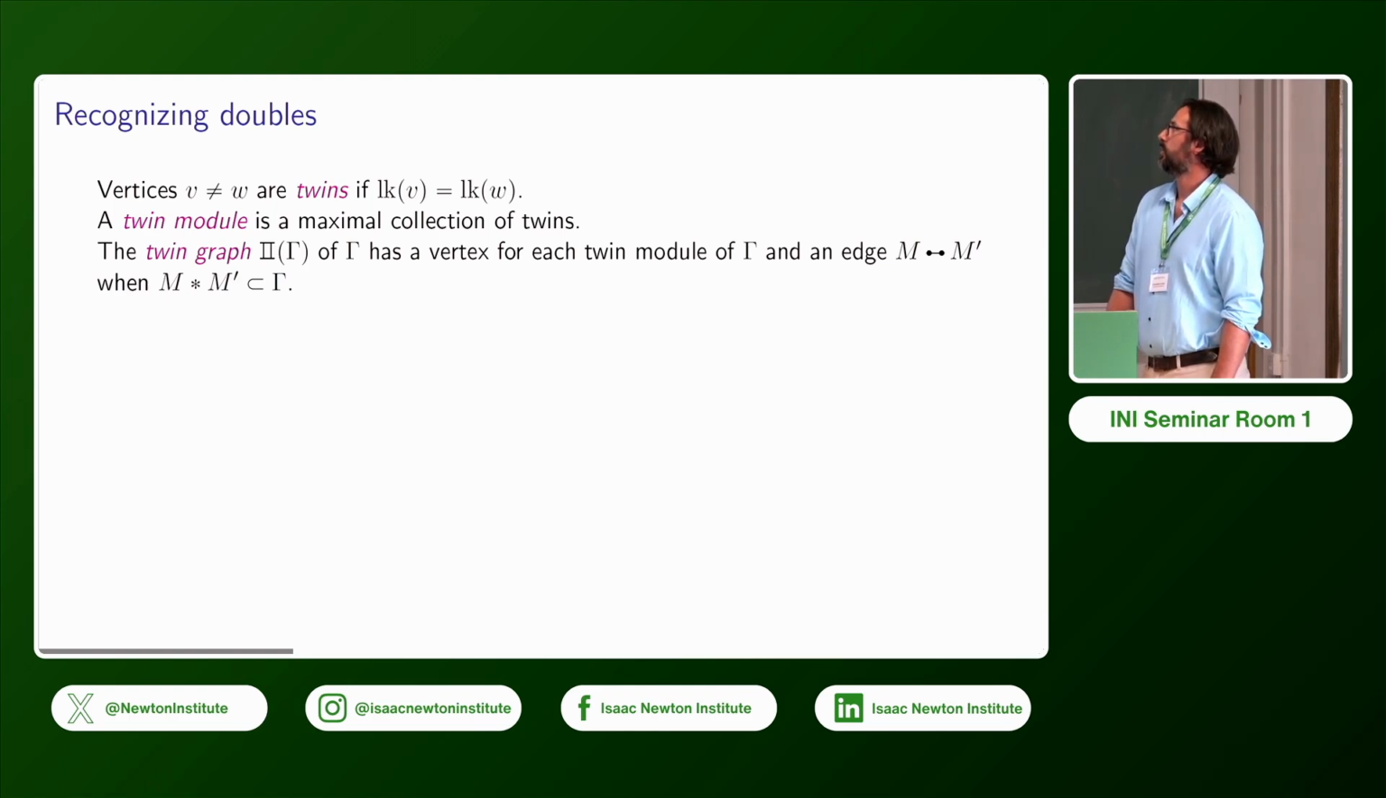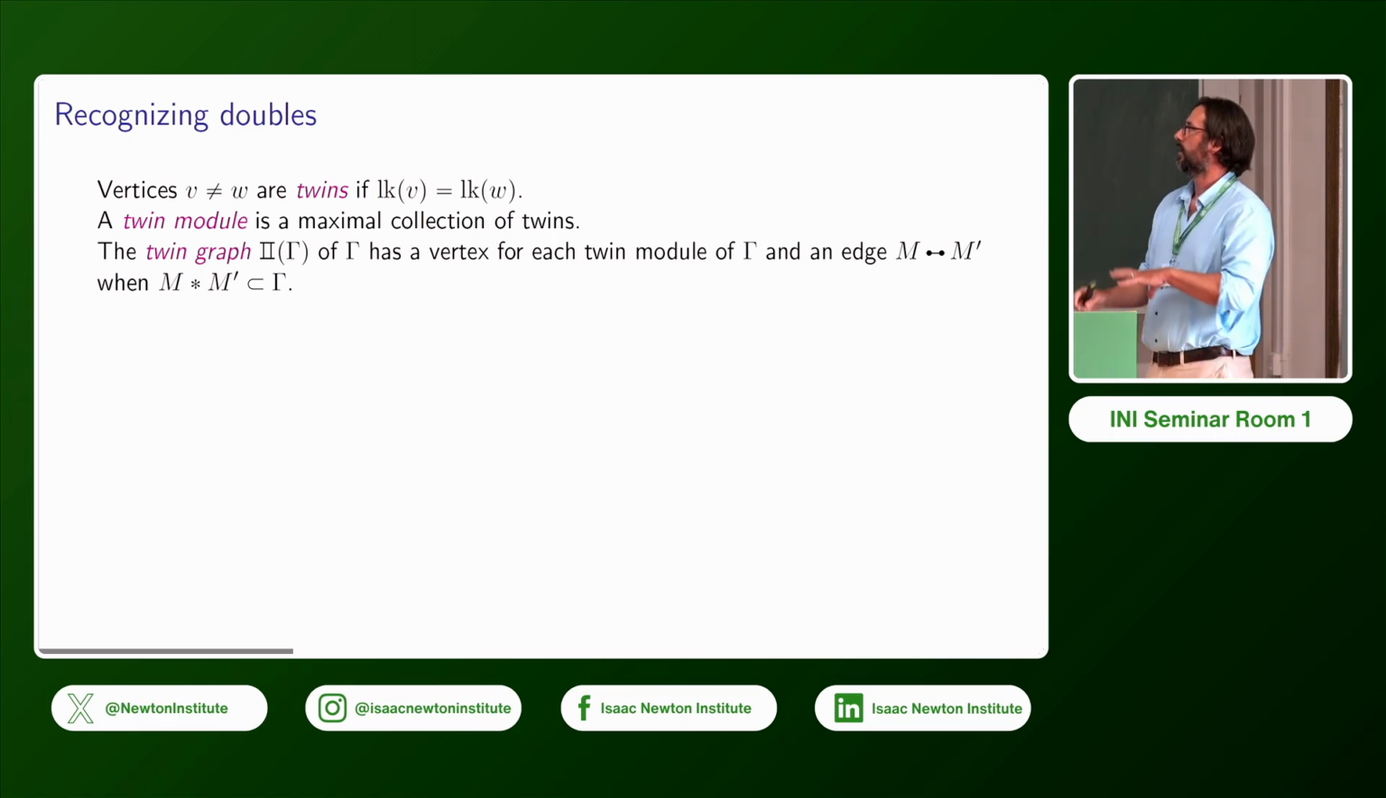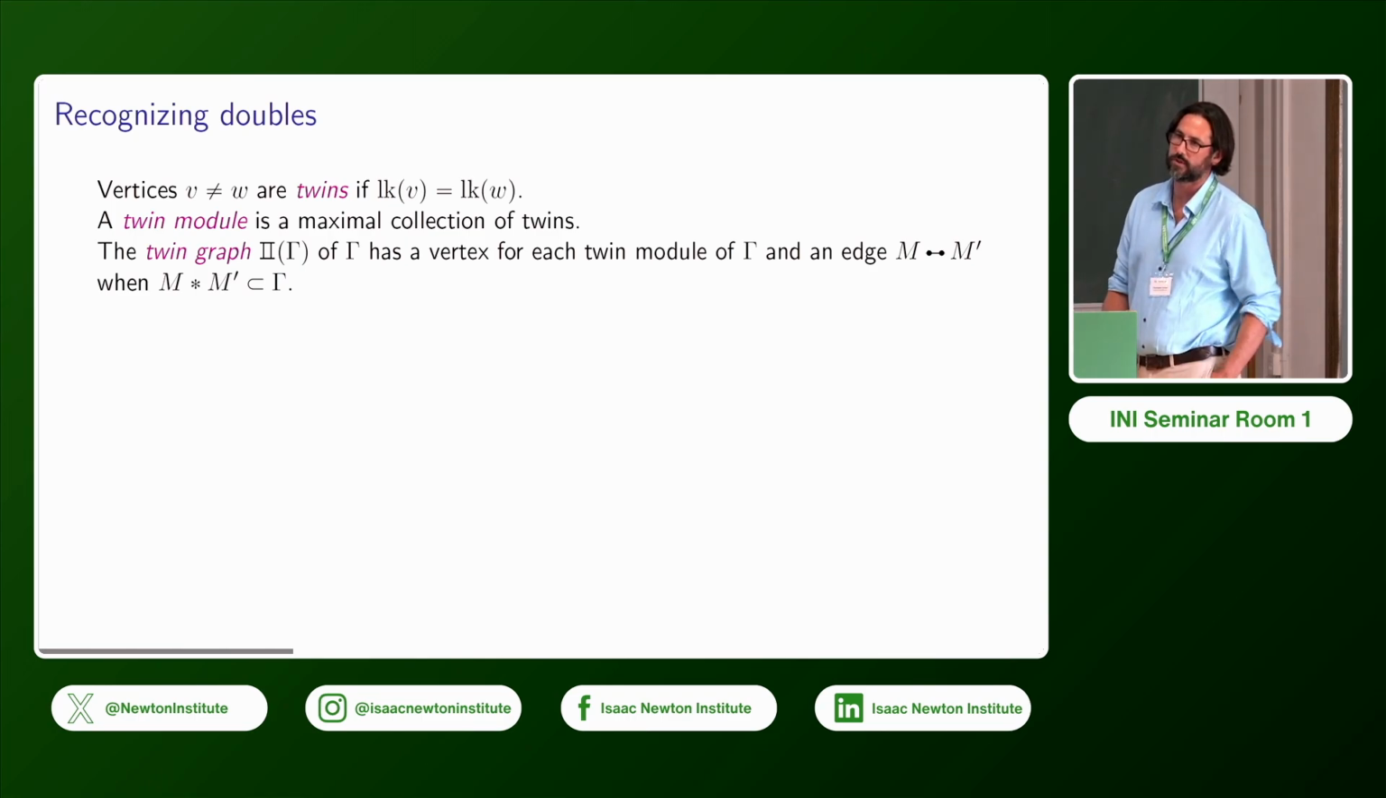And a twin module means a maximal collection of twins. So this is module in the graph theory sense. This is a standard construction that you can take module decompositions of a graph and you can get a quotient graph from them. So here we can get a twin graph. The graph breaks up into the union of its twin modules, and for each of those you put a vertex and then you connect them by an edge if the join of those twin modules was contained in your original graph.